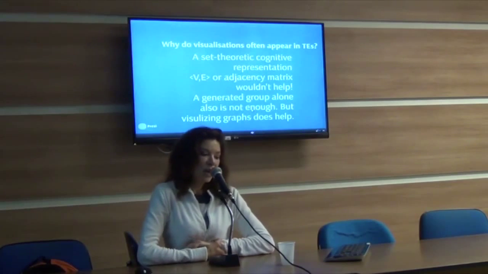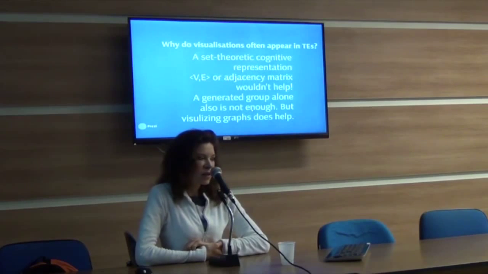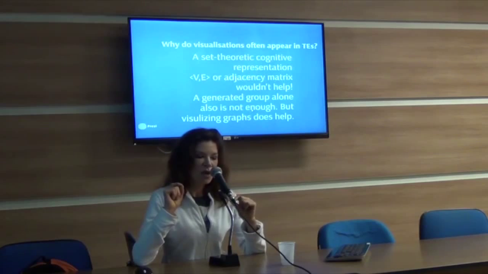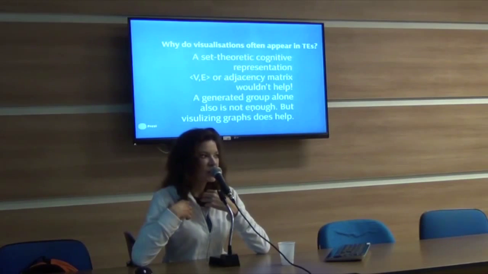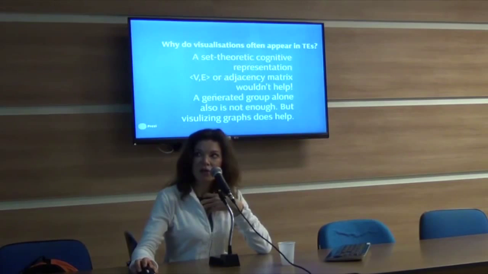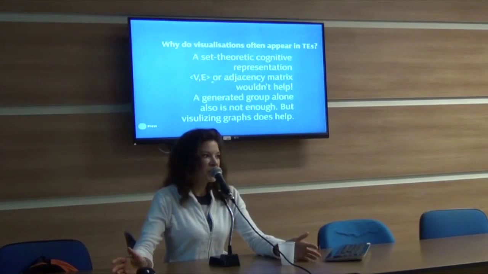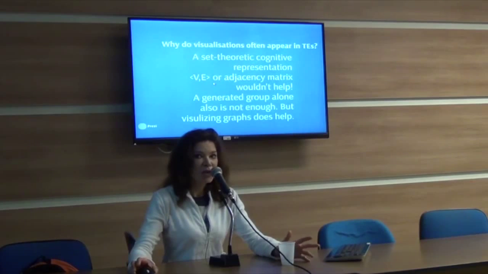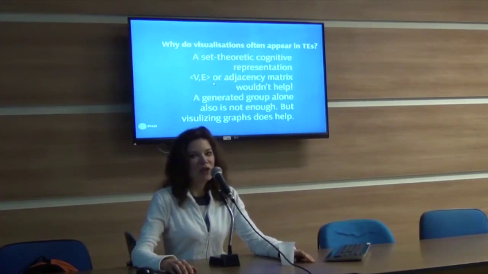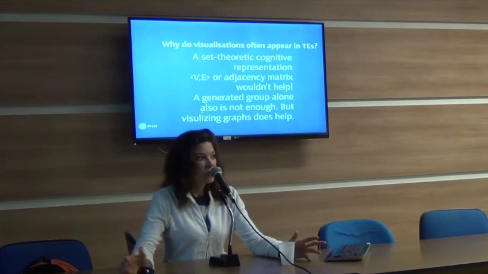So when some philosophers notice that thought experiments often appear with visualizations, that's why I put a small I on my slide for you. I think we can come up with some story why it is so. Well, it is so because a set theoretic cognitive representation, or let's say adjacency matrix, or any cognitive representation which is traditional for the combinatorial approach, wouldn't allow for such manipulations as we can do with graphs. And also a generated group didn't give us this opportunity, whereas the graph does.